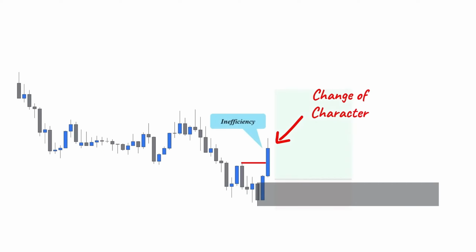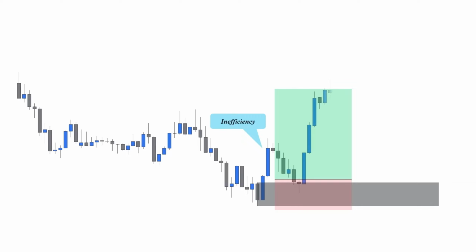The first pattern is when the change of character creates inefficiency and a valid order block. So we place our order a spread size above the order block and put our stop loss a couple of pips below the lowest point of the zone.